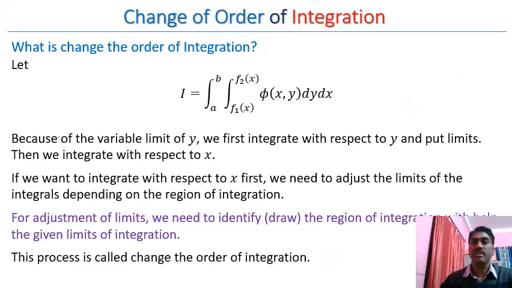Then what is change of order? We have to go through a certain process. And what is the process? We need to readjust the limits. The readjustment is that we will take variable limits for x and constant limits for y. Then we will evaluate first with respect to x and then with respect to y. So this is the change of order. But how do we do that? Let us go through the detailed process.